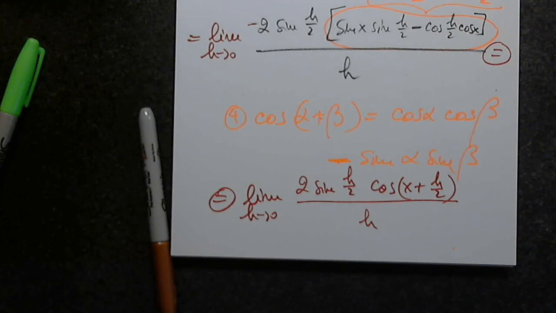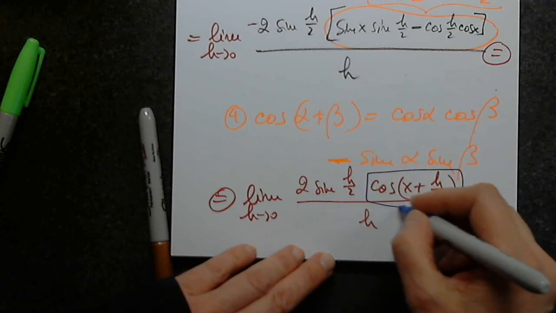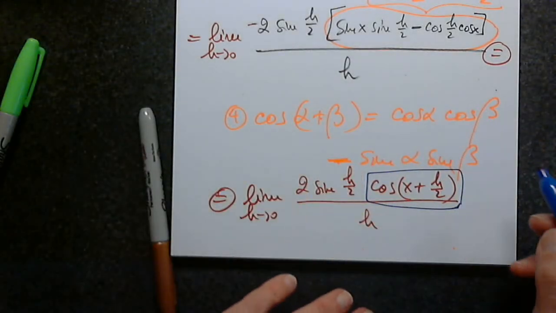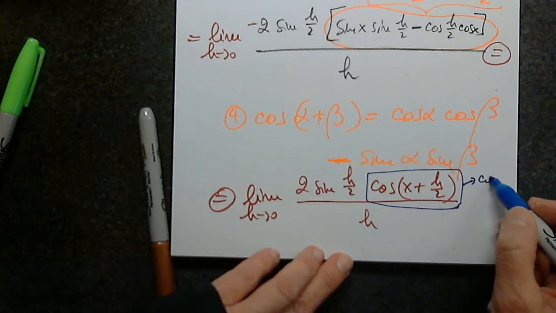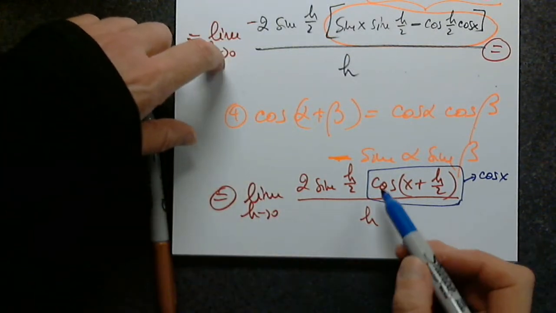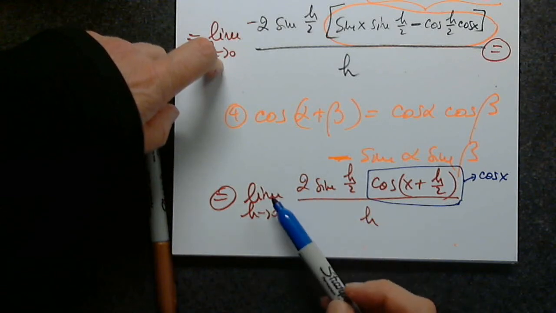Okay, one last step. When h approaches 0, where does this piece go? Just that piece, and then we'll address the rest in a minute. Exactly. Good. Let's see the rest. We know that this piece approaches cosine x, but now let's see the rest here.